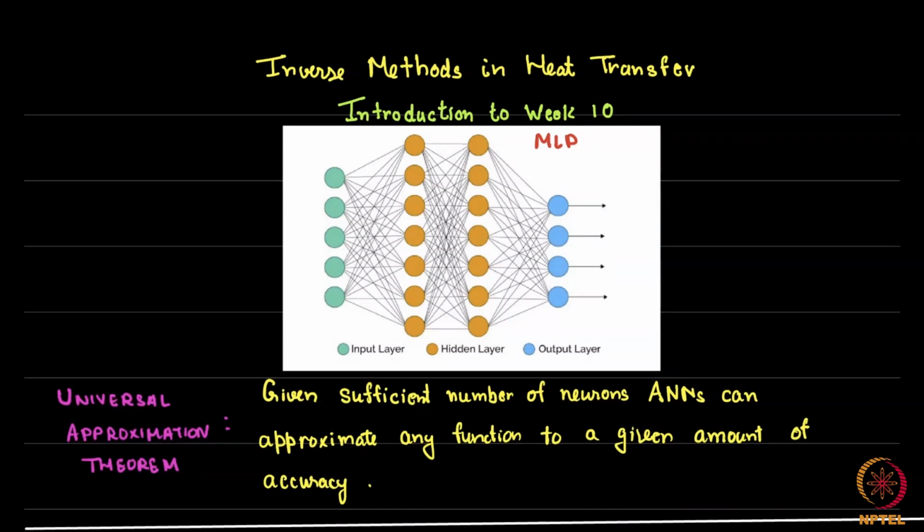of structure for neural networks that you can see here, which is one input, a few hidden layers, and an output layer. This is called the MLP, or the multi-layer perceptron. MLP stands for multi-layer perceptron.